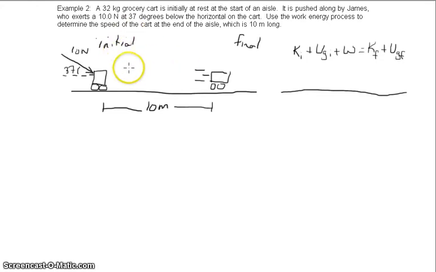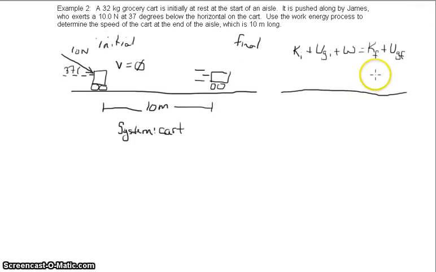Alright, so the picture in front of you shows the initial condition. We're going to assume here that the initial velocity is at rest. Our system will be the grocery cart by itself, and not the cart and James, because we're trying to find the speed of the cart at the end. The only way that the cart gets speed is if kinetic energy is transferred to it from something from the outside, and in this case, James is going to be doing the work.